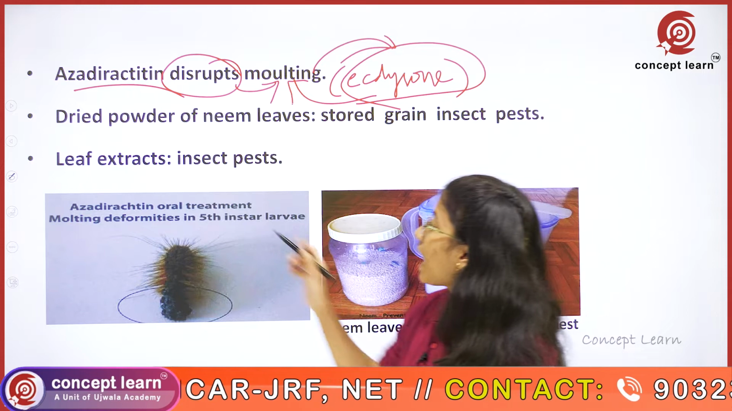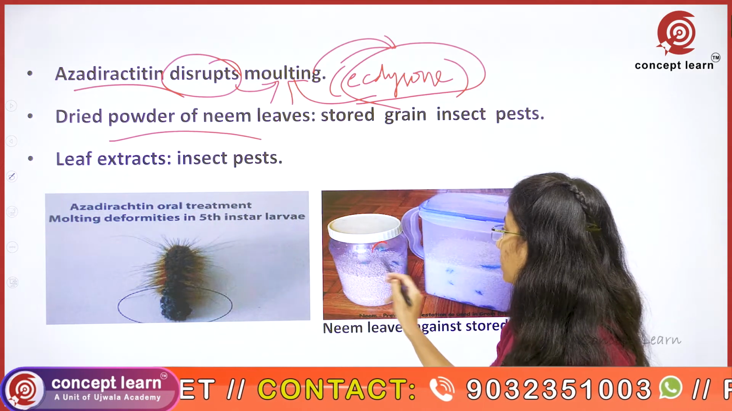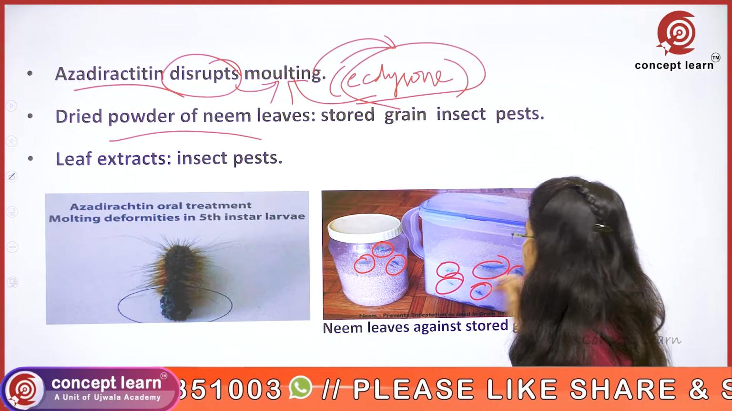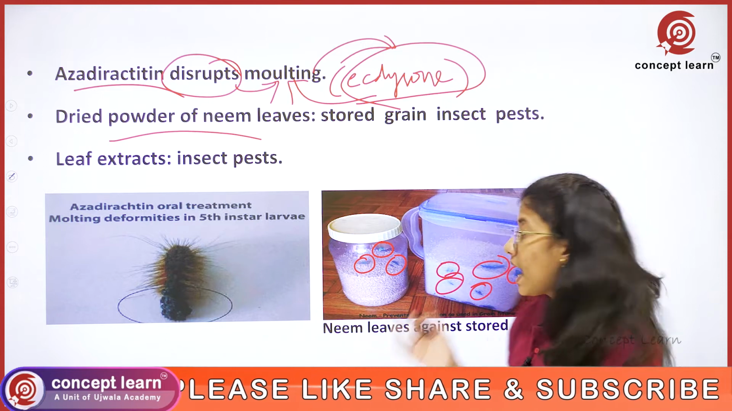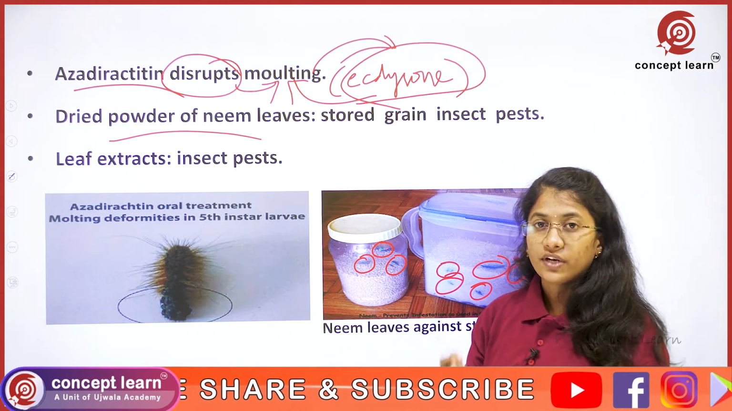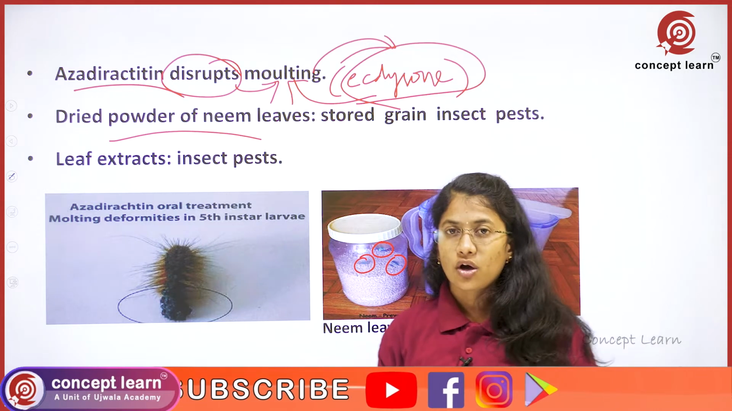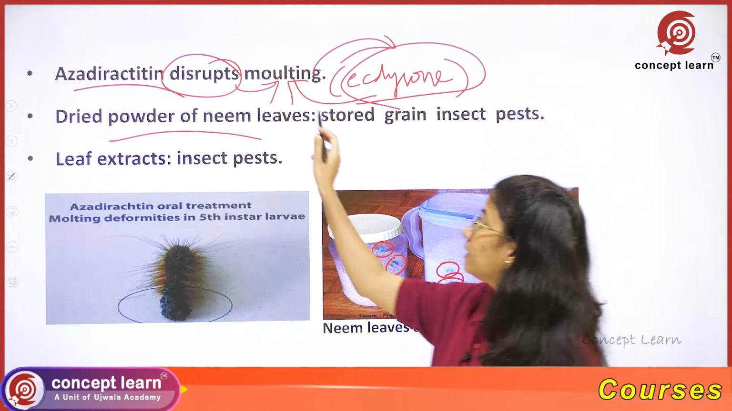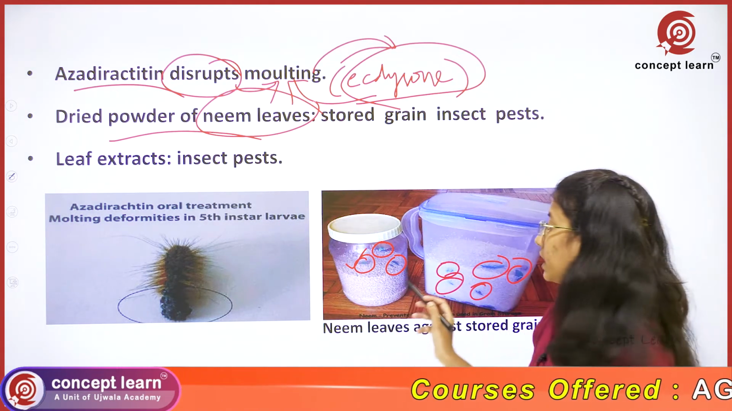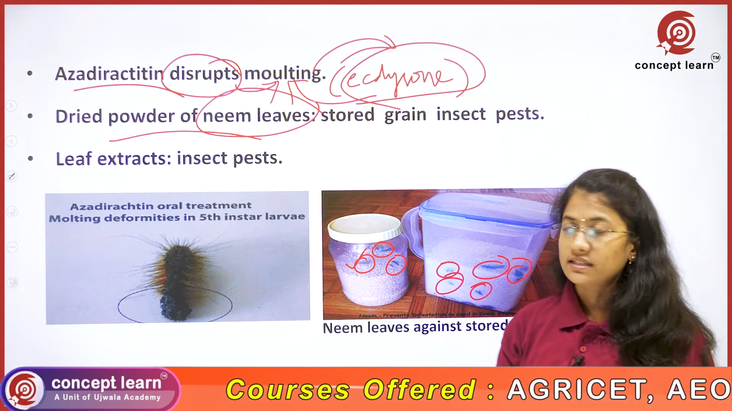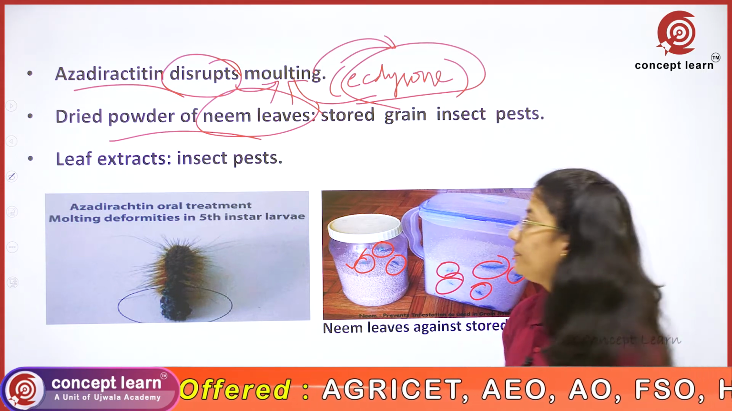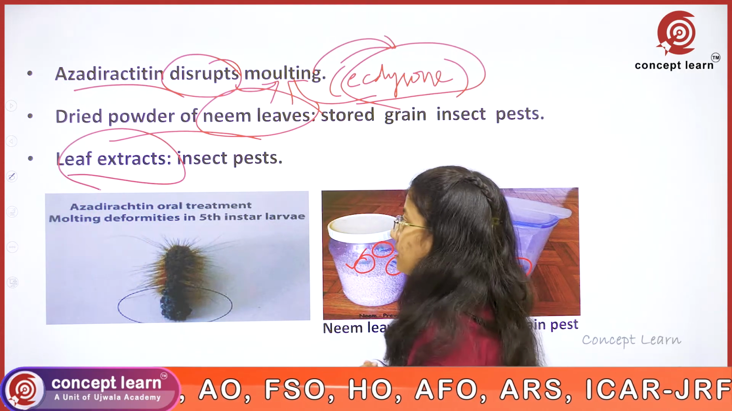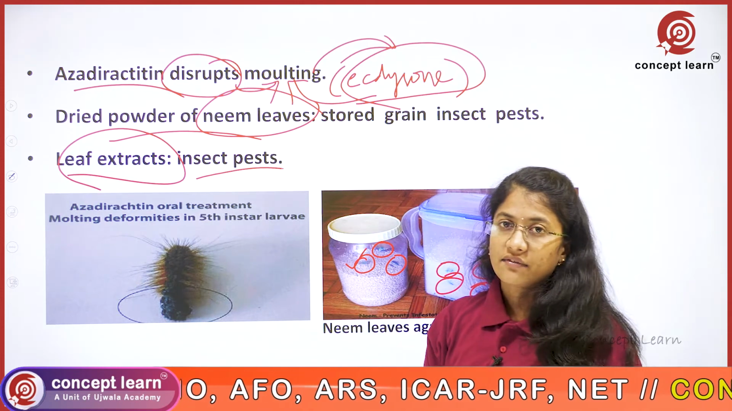We can even use neem for stored grain. In a home, several grains are stored for a long duration. In order to keep them fresh, without attack from insects for a long time, we can make use of dried neem leaves. These dried neem leaves can be placed within closed jars and they prevent further attack from insects. And the leaf extracts obtained from the neem plant can be used against several insect pests.